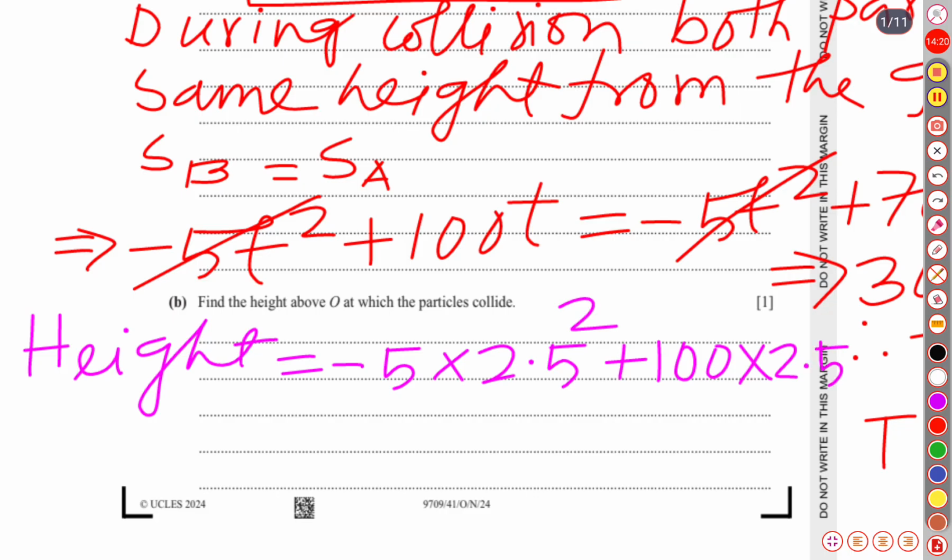Well, let us see how much this is. If we subtract 5 into 2.5 squared from 250, so 250 minus, 2.5 squared is actually 6.25. Okay, it is going to be 6.25. So it is 218.